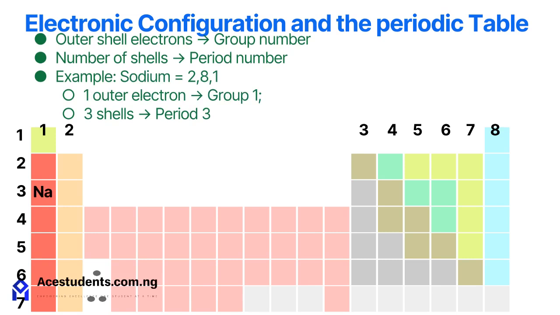Finally, let us go back to sodium. Sodium with the arrangement 2, 8, 1 has 1 outer electron, so it is in group 1. It has 3 shells, so it is in period 3. Note, this simple rule works for all the first 20 elements, so practice each one to prepare well for your exam.